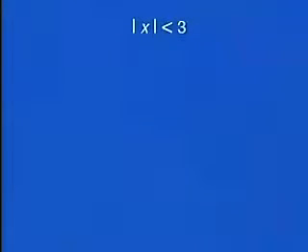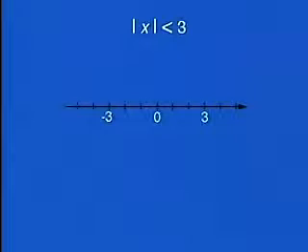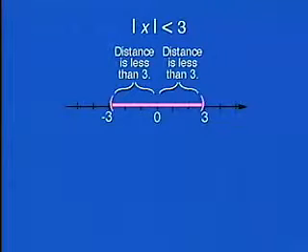Now, our definition of absolute value can be extended to solve absolute value inequalities also. If we look at the absolute value inequality, the absolute value of x is less than 3, then we're looking for all real numbers whose distance from 0 is less than 3. If we look at our number line, we recognize that all the numbers between negative 3 and 3, excluding the endpoints, have a distance which is less than 3. So we see that all the numbers in the interval from negative 3 to 3 would satisfy this inequality.